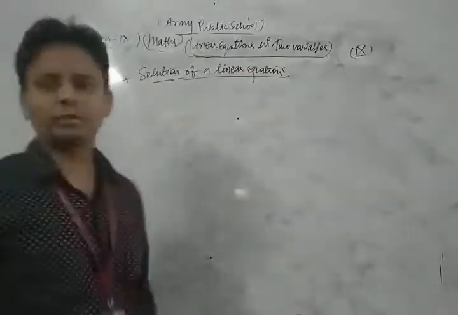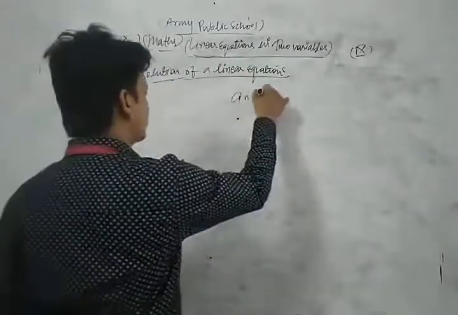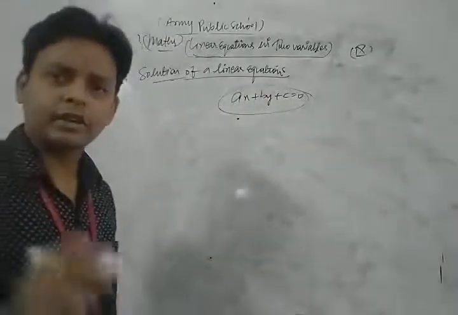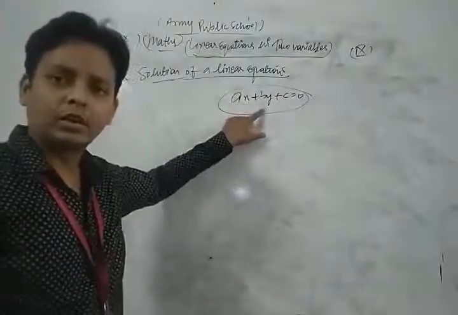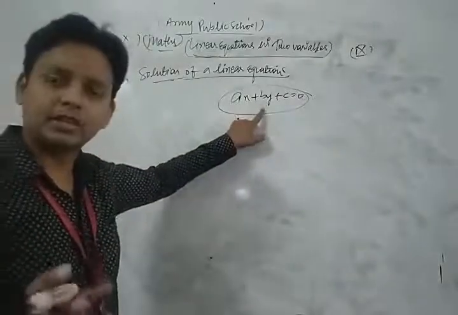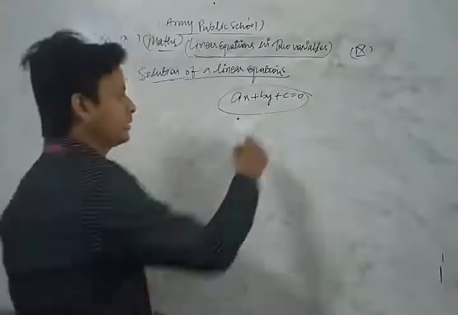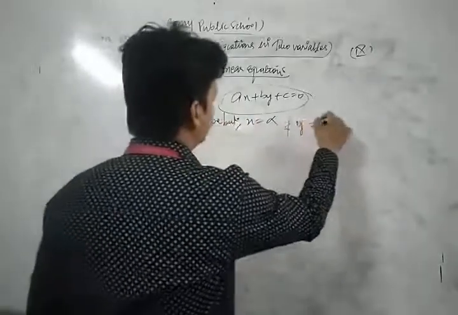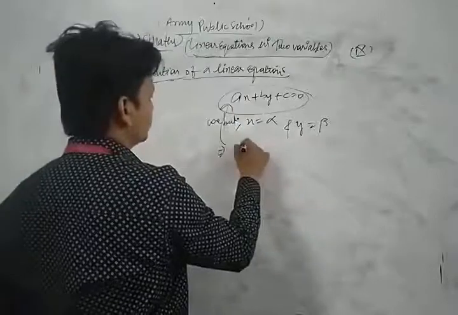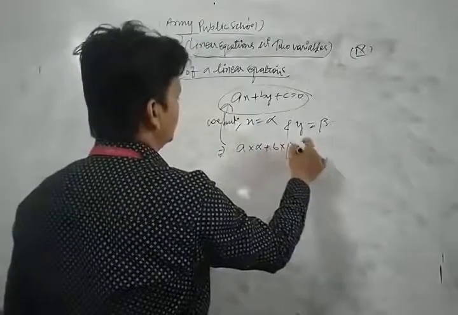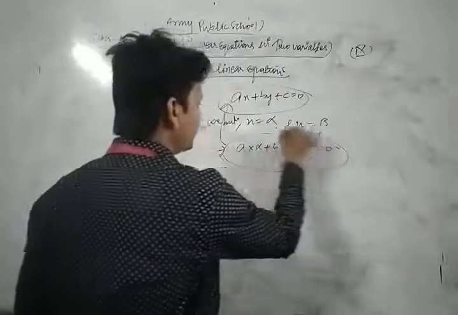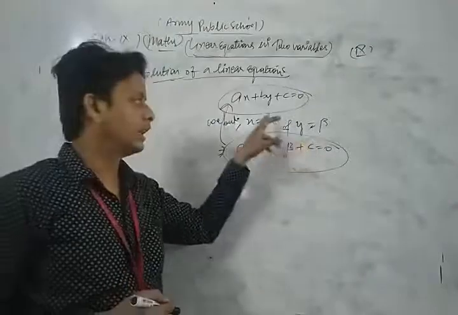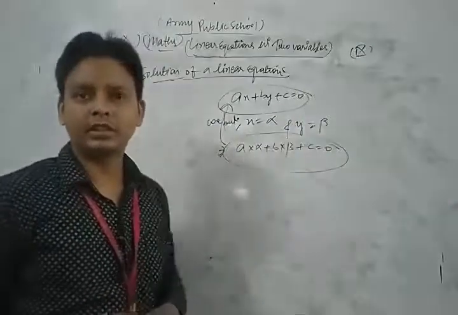Dear student, suppose we have a linear equation ax plus by plus c is equal to 0. What is the concept of solution of the given equation? The pair of values of x and y which satisfy the given equation is known as the solution of the given equation. If we put x is equal to alpha and y is equal to beta, then after putting these values, a times alpha plus b times beta plus c must be equal to 0. If after simplifying we get the value of the equation as 0, then we can say that alpha and beta are the solution of the given linear equation in two variables.